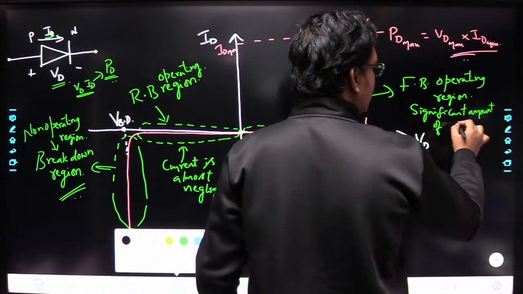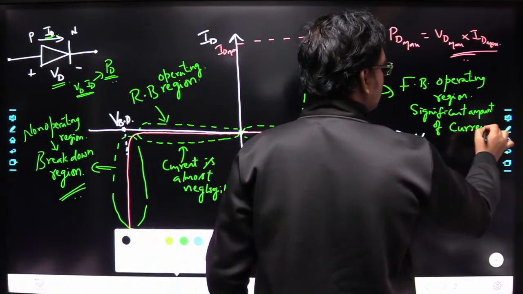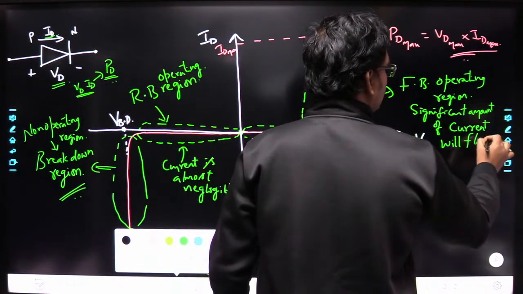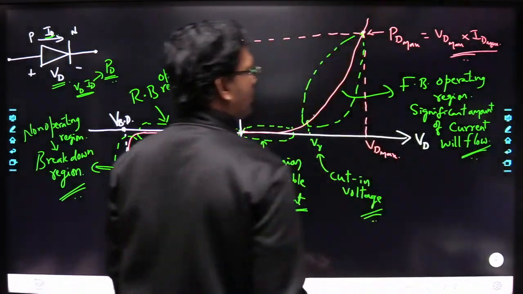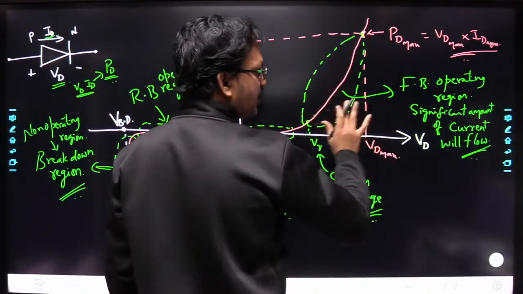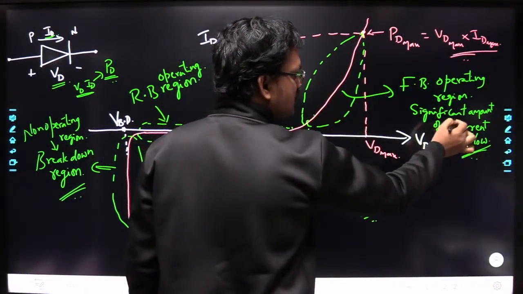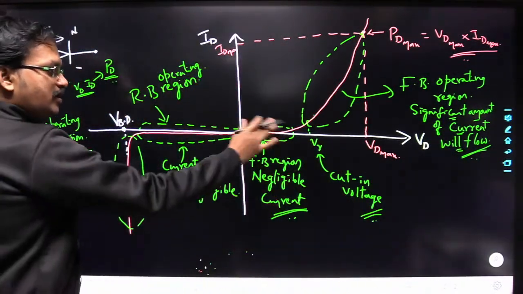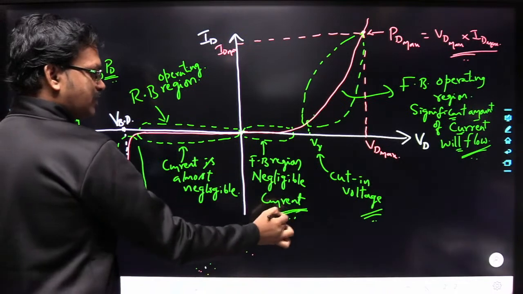Significant amount of current will flow. Okay, so in this region it is operating in the forward bias region only, and in this region you are going to see what? A significant amount of current will flow through the diode. Okay, so here it is the forward region but negligible current.